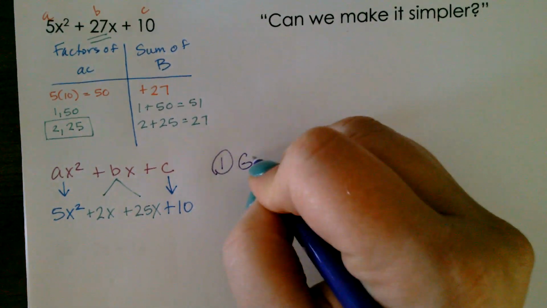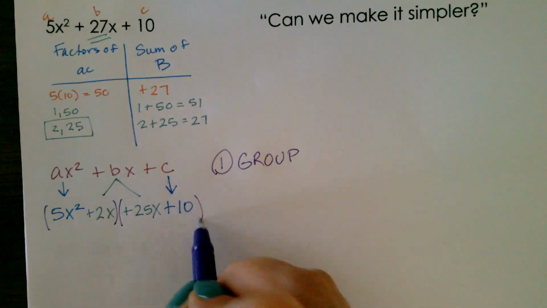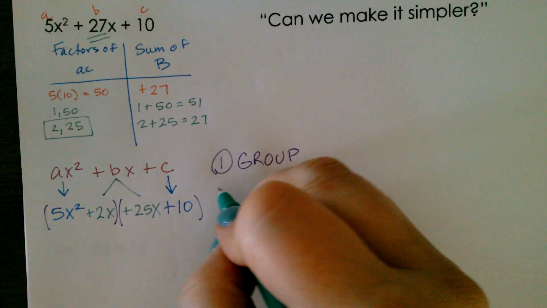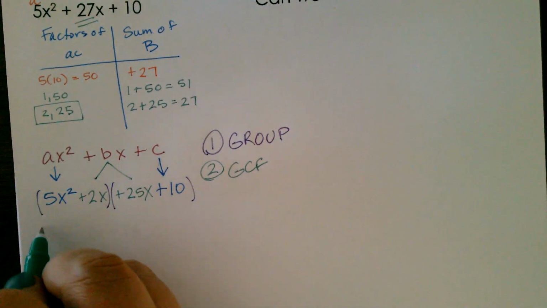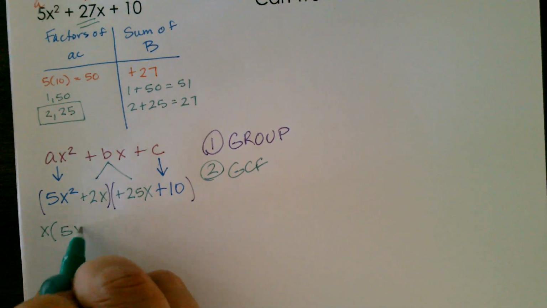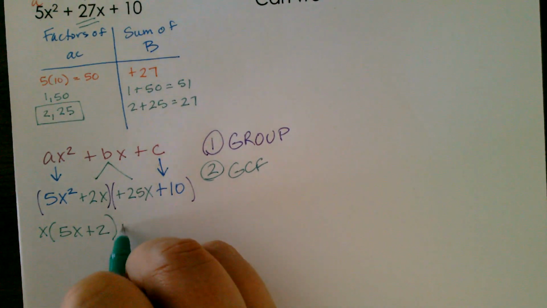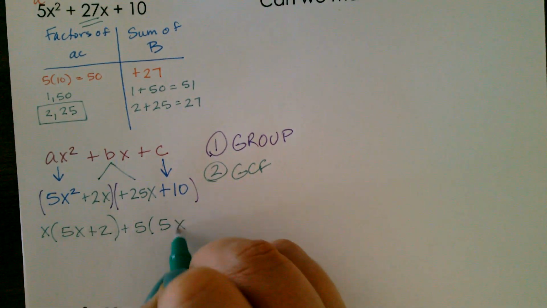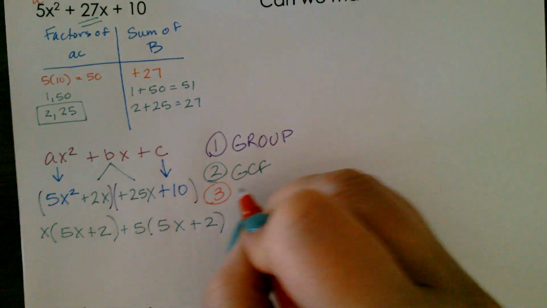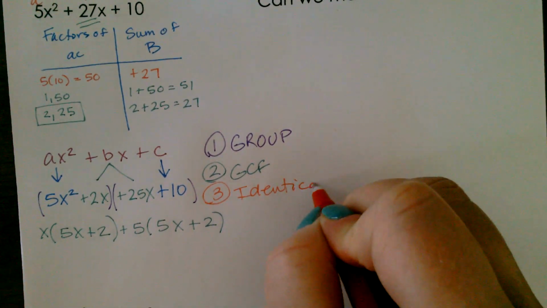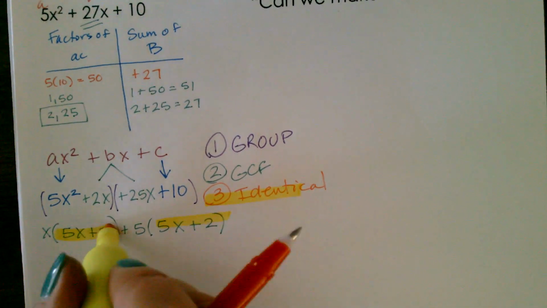Step 1, we're going to need to group. I'm going to group the first two, group the last two. Then I will take out my greatest common factors. Greatest common factor is x, leaving me with 5x plus 2. Greatest common factor here is 5, leaving me with 5x plus 2. Well, yeehaw! I get a set of identicals. So I'm going to bust out the highlighter. Again, it's always worth celebrating when we can get there.